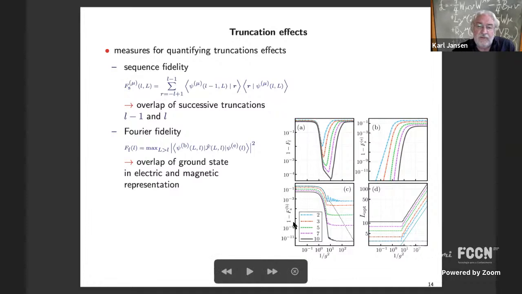And the same you can do with the sequence fidelity. And again, you see if you are in the electric basis, then this is rather good here. Here it goes crazy. And the opposite is true in figure B, where you can see that for small values of g squared, it goes crazy as a function of the truncation, whereas at large values of g squared, this nicely converges. And D, I do not want to discuss here.